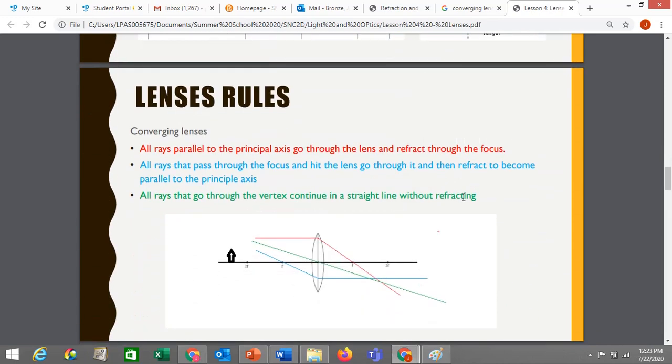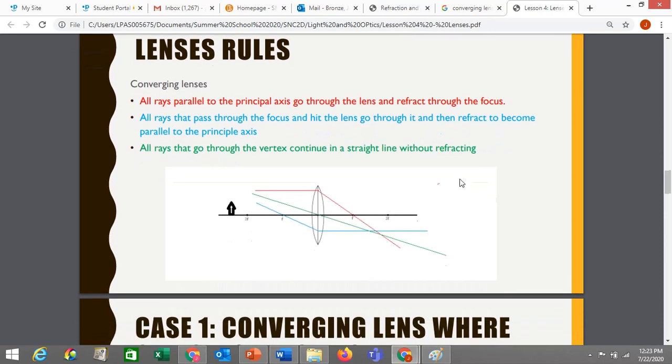Okay, rules for drawing ray diagrams with these thin lenses. So if you've got a converging lens, there are 3 rules here. All rays parallel to the principal axis go through the lens and refract through the focus. So if you've got a line that's parallel to the principal axis, then when it hits that lens, it's going to hit the middle, and it's going to bend so that it goes through the focus on the opposite side.